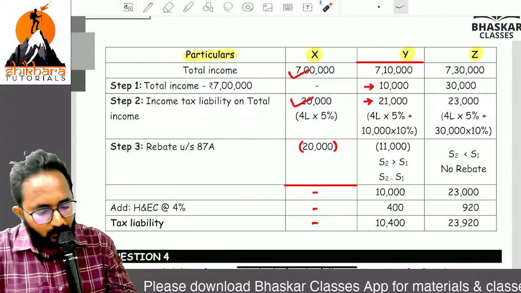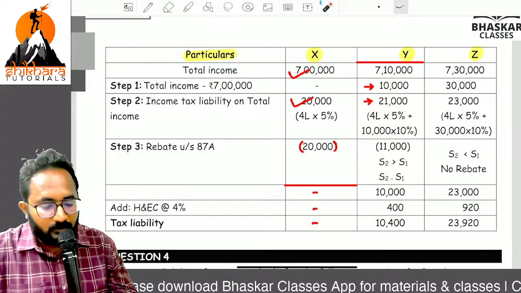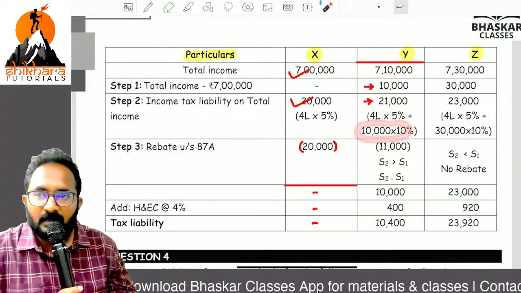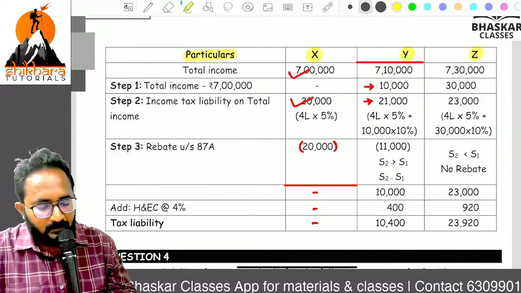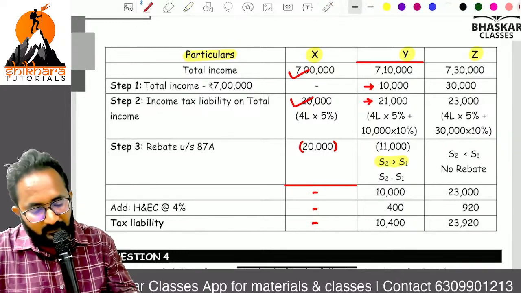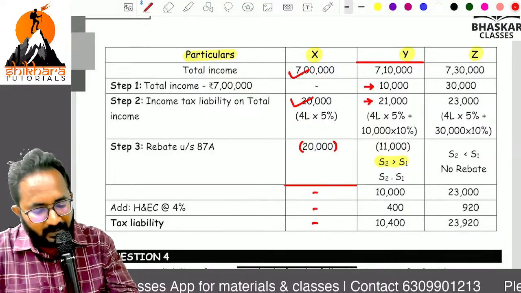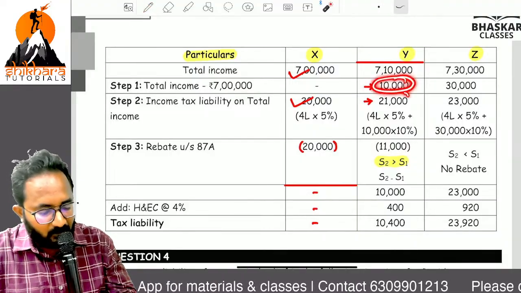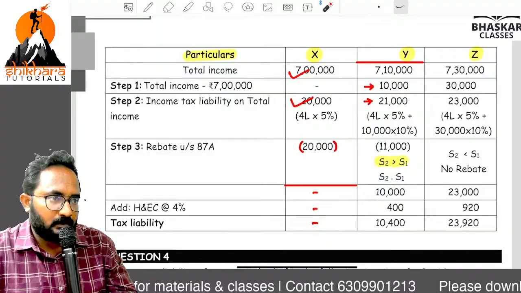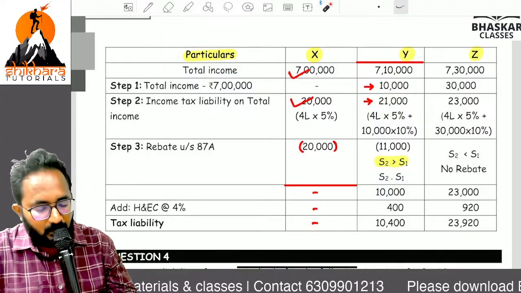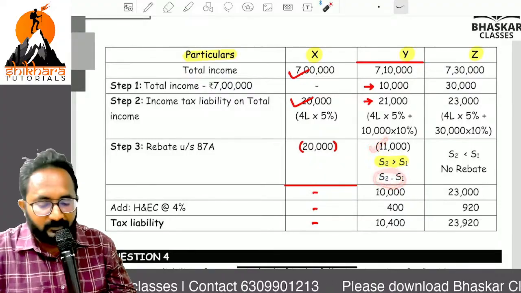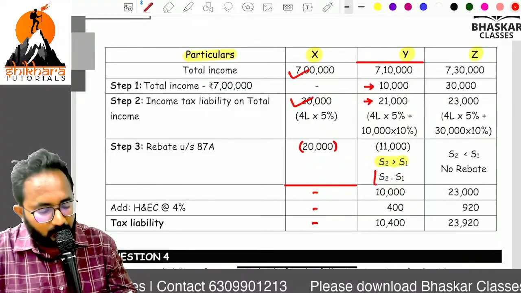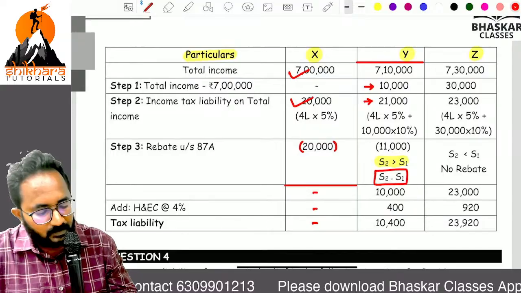4 lakh into 5%, 10,000 into 10%. Total? 21,000. Sir, clearly, this is my capability. How much is my capability? 10,000. But they are asking how much? 21,000. So definitely here I will get 11,000 as a rebate. How can you get 11,000? Step 2 minus step 1.